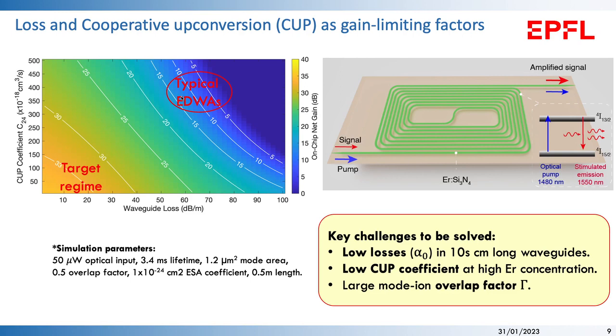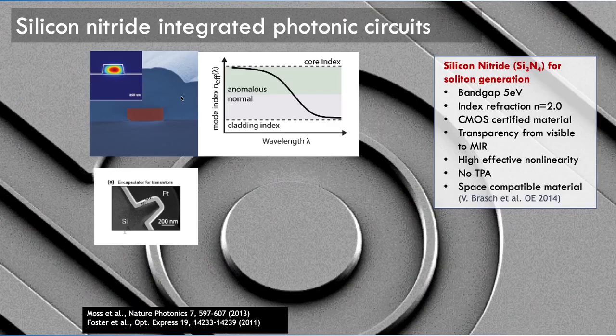But for the target region, you really want to combine the low-loss property of the waveguide and a lower cooperative upconversion coefficient when you have a high concentration of erbium ions. So now we are trying to solve these key challenges. First of all, we want to look into how to reduce the loss to start with, and the ion doping approach that can give us a high concentration but a lower cooperative upconversion. In the meantime, we want to achieve a large mode overlap factor. So let's start with the first ingredient.